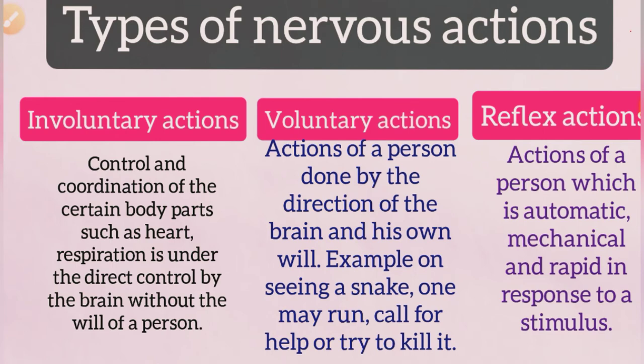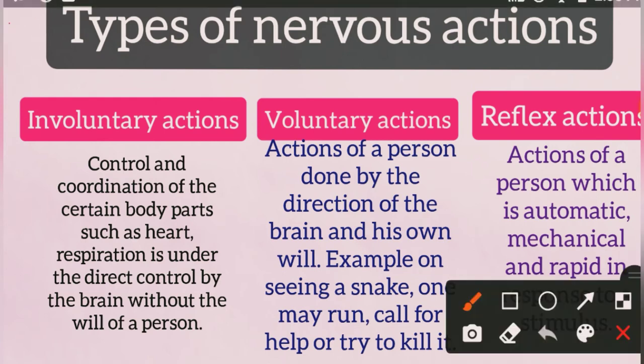When the brain or the nervous system performs certain actions together with the will of the person, they are called voluntary actions. So it is an action of a person which is done by the direction of his brain and also with his own will. For example, when a person sees a snake, what may he do? He may run, or he may call for help, or he may try to kill it.